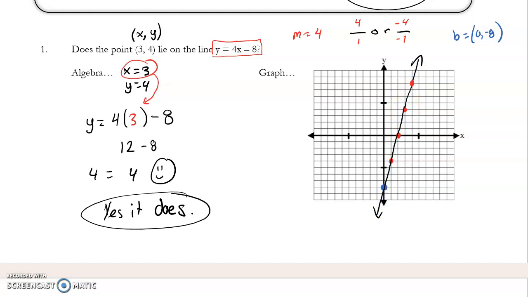Now I'm just going to check. Does this point (3, 4) lie on that line? 1, 2, 3, 1, 2, 3, 4. It sure as heck does. It's right here. So yes, it does. All of these points, all of these ordered pairs, in fact, would work in this function rule.